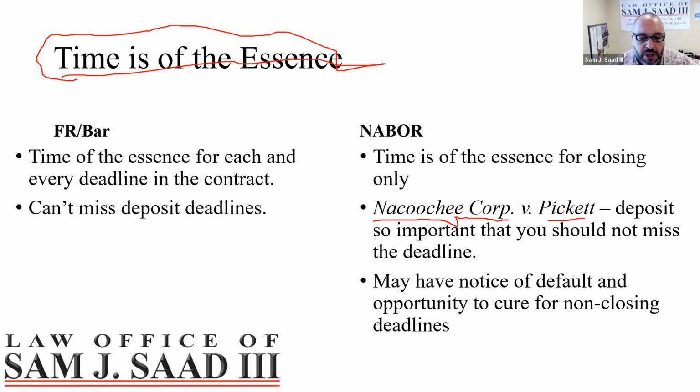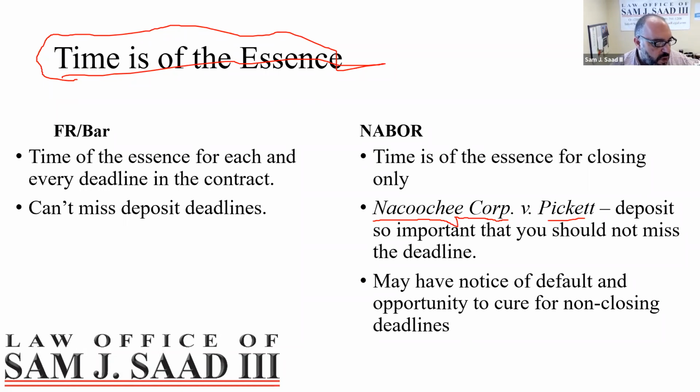Under NABOR, you would have a notice of default and opportunity to cure for non-closing deadlines. The big one, of course, under NABOR is missing that second deposit or even the first deposit if you're having wire issues. And the way you do it is the seller then would send a breach letter: buyer, you're in breach. You have 1 business day to cure your breach, or 2 business days, or whatever it is that you agree is reasonable. And then the buyer has an opportunity to cure for non-closing deadlines.